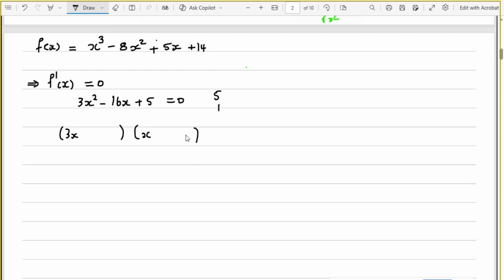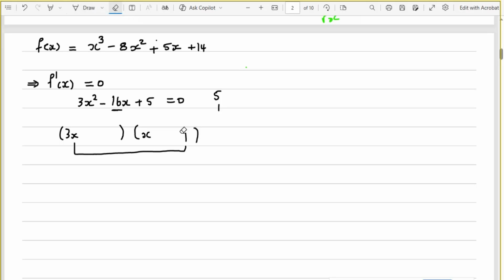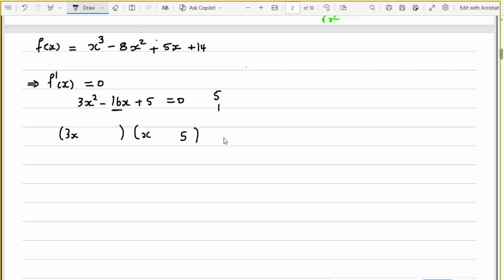Look at this. If I put the 1 this side, 3 times 1 is 3x. Is 3x close to 16? It's very far. But look at this. Then I put 5. What is 3 times 5? That's 15x. Is 15 close to 16? Yes. Then the 5 should be on that side and 1 should be this side. Then now we need this 15 to be negative, and also that one to be negative, because this is plus 5. Therefore, this is 0.